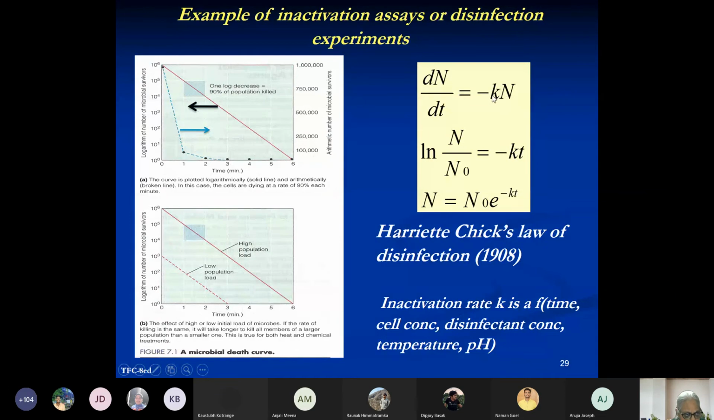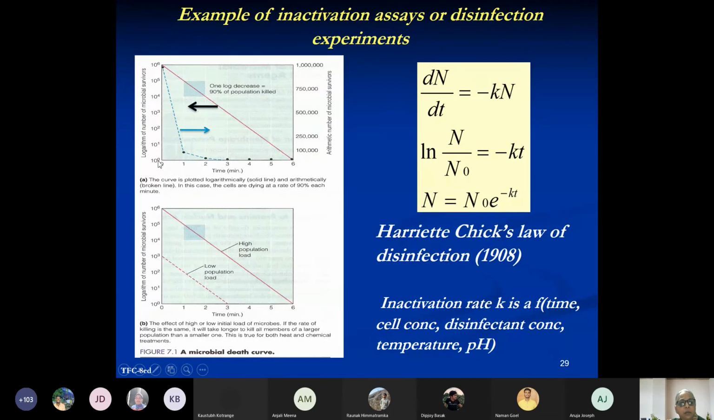It's just a proportionality constant, but we know that if we change the cell concentration, disinfectant concentration, temperature, pH, and several other factors, different species, all bacteria in the water will not behave in the same way. Some will die faster than the others. If you have virus particles versus bacteria, you won't get the same response. So all these things will have an impact on the K value.